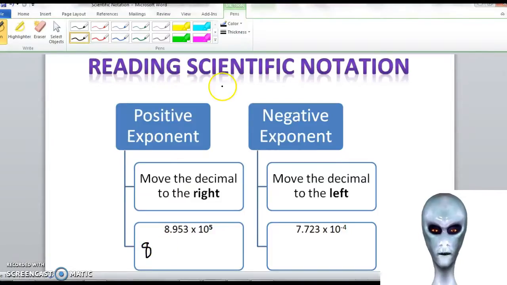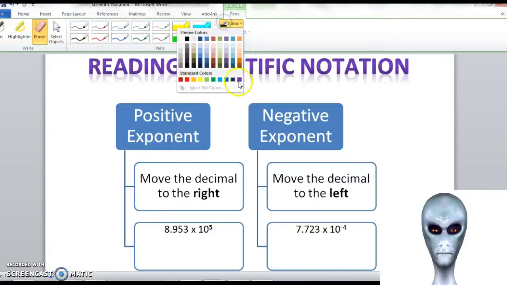Uh-oh. I'm actually not using purple. Yes, I am.